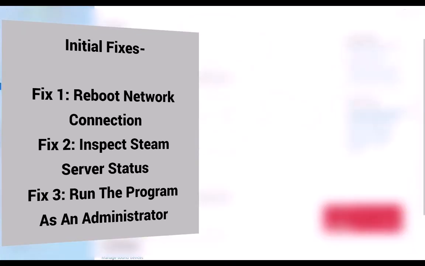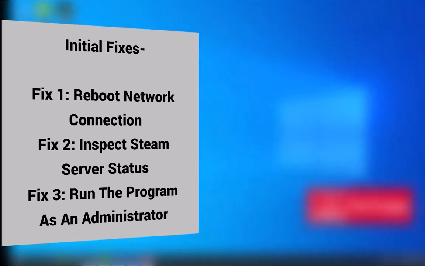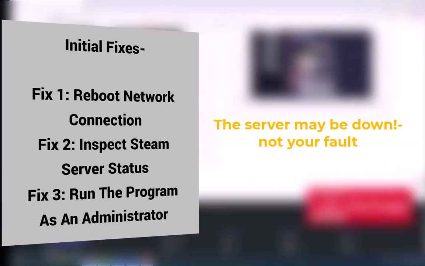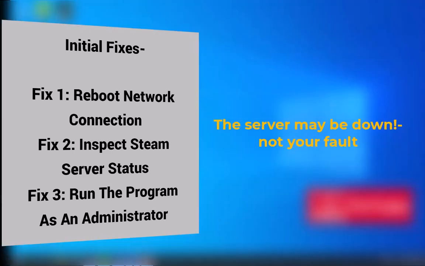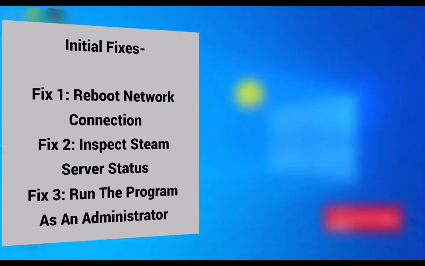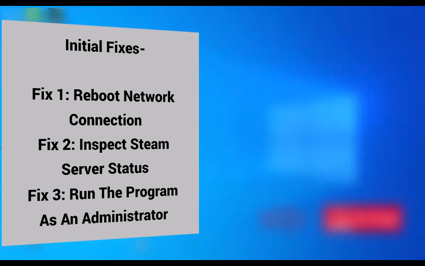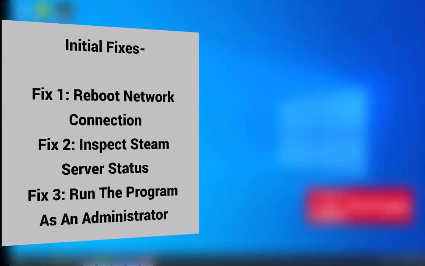Fix 2. Inspect Steam server status. The Steam server may be down and the error message will appear accordingly. So if you face the error over and over, you have to check the Steam server. Is it down or not? If it is down, you will have to wait. Generally, the situation will last for only a few moments. So be patient until the server becomes active again. If the fix is not applicable from your side, you will follow the last initial fix.